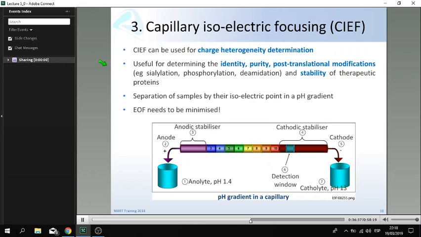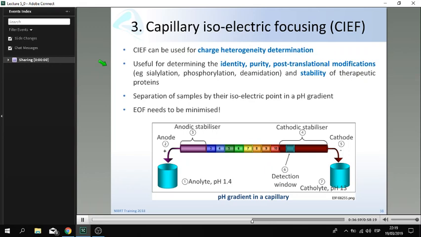Okay. And then, yeah, another really important separation method that is used is capillary isoelectric focusing. So this is used for charge heterogeneity, and it's also good to determine identity, purity, and post-translational modifications. Like if you have some proteins that became deamidated or phosphorylated, or have different kinds of sugars on them, and it's good for stability.